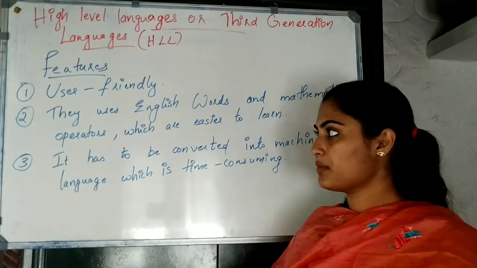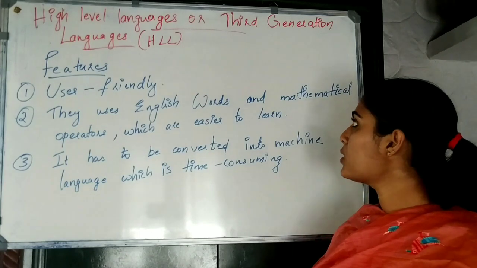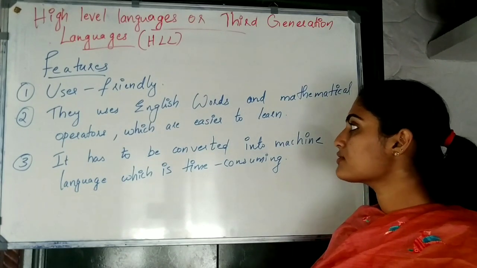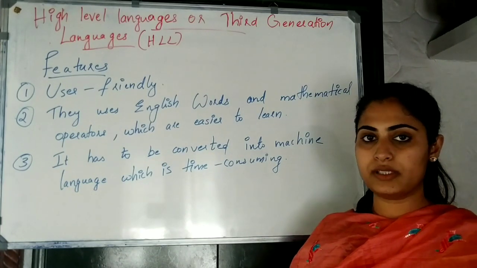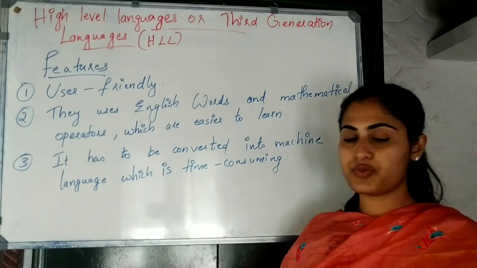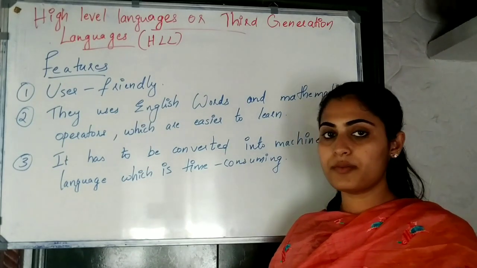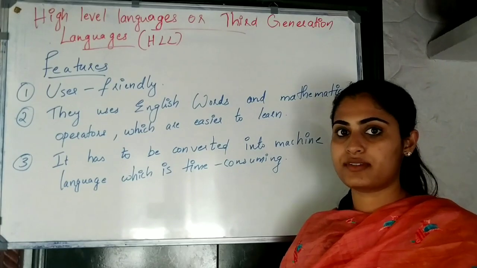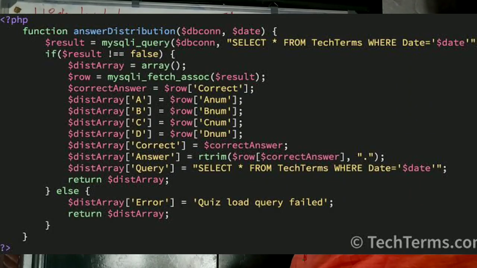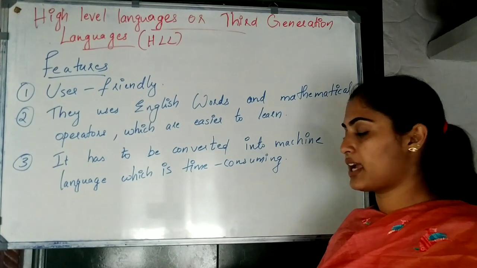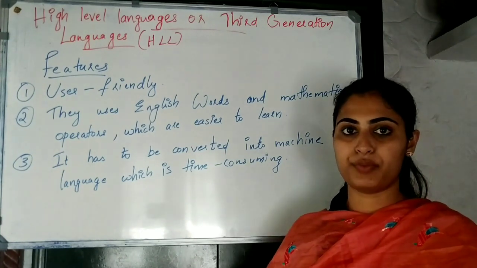Okay, second point is they use English words and mathematical operators which are easier to learn. In assembly language we started using words from English alphabets, and in high level languages also we use English words and mathematical operators. The third point is it has to be converted into machine language which is time consuming.